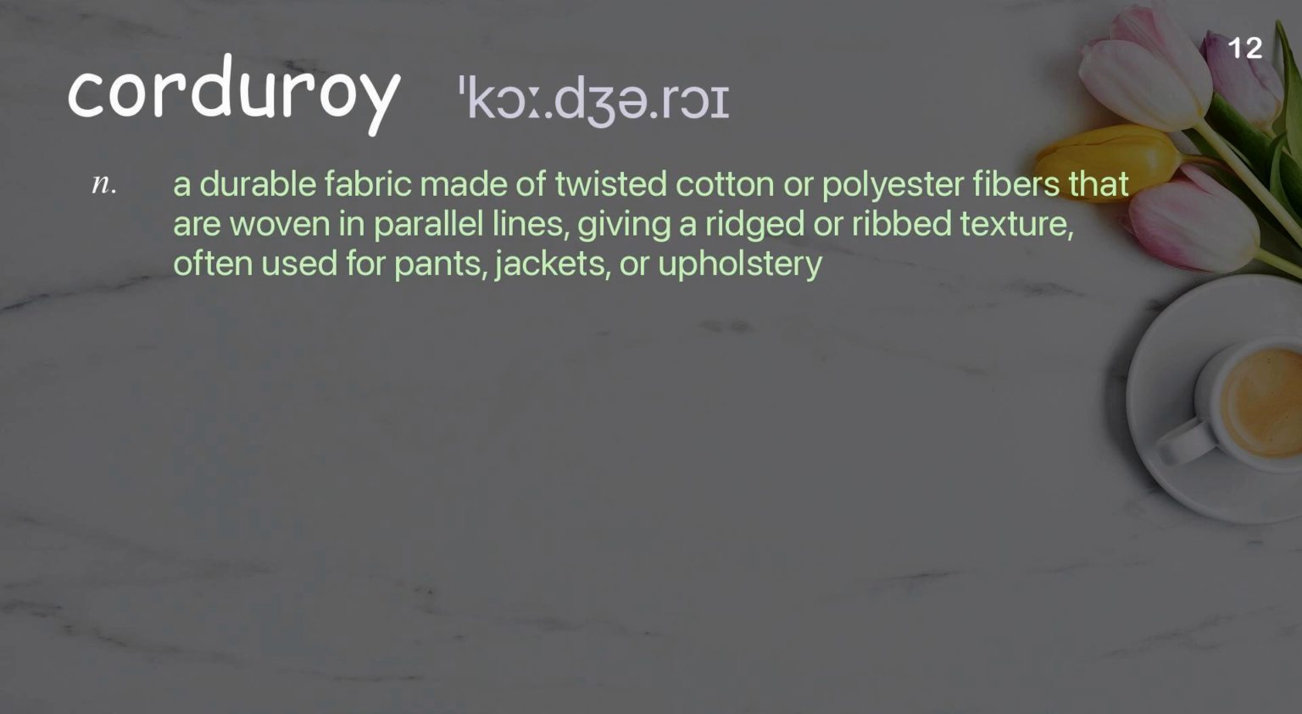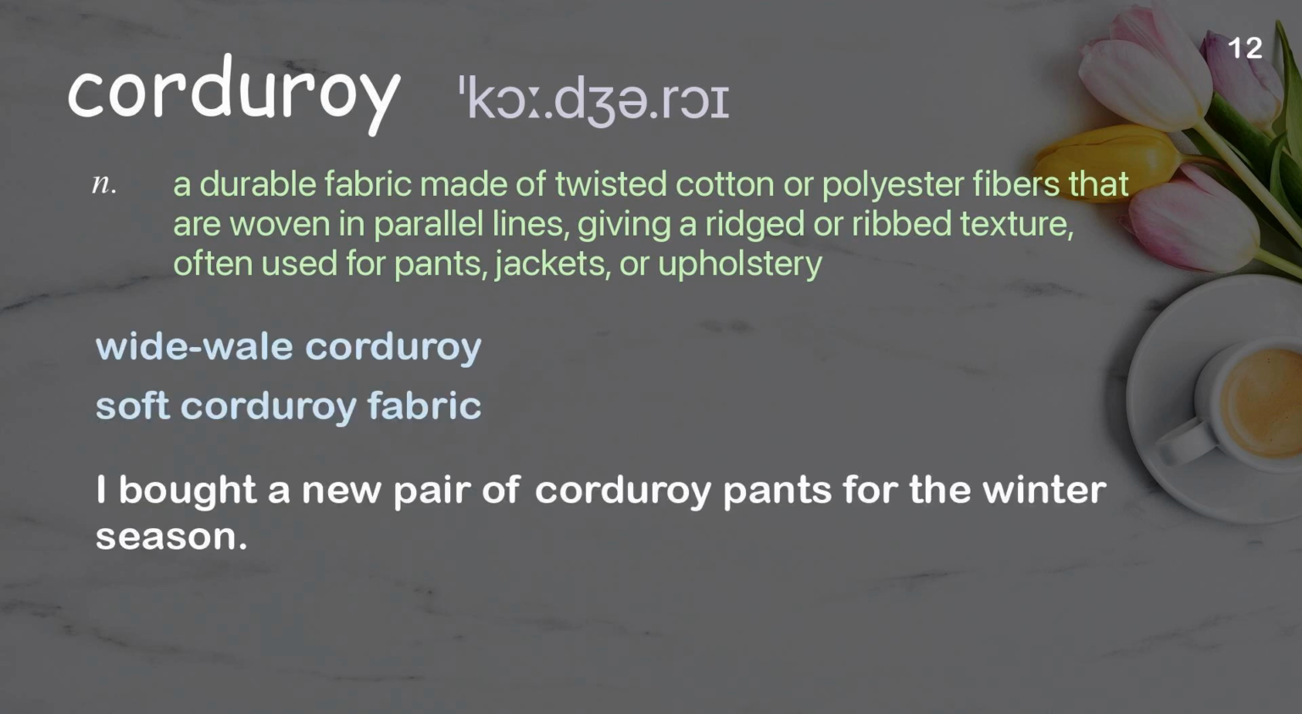Corduroy. A durable fabric made of twisted cotton or polyester fibers that are woven in parallel lines, giving a ridged or ribbed texture, often used for pants, jackets, or upholstery. Examples: Wide wale corduroy. Soft corduroy fabric. I bought a new pair of corduroy pants for the winter season.